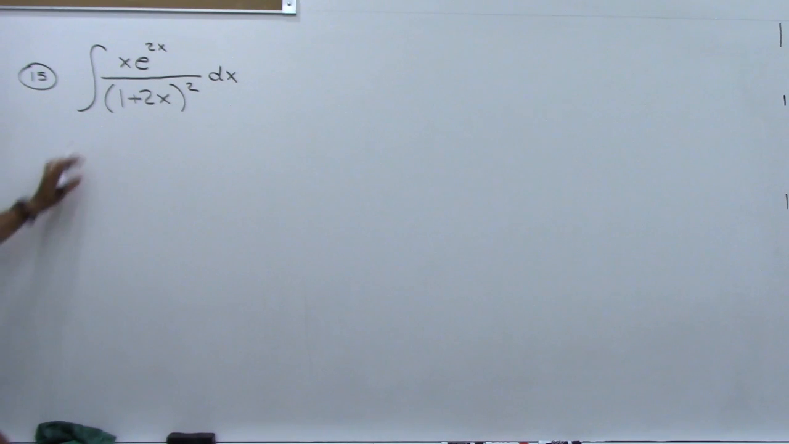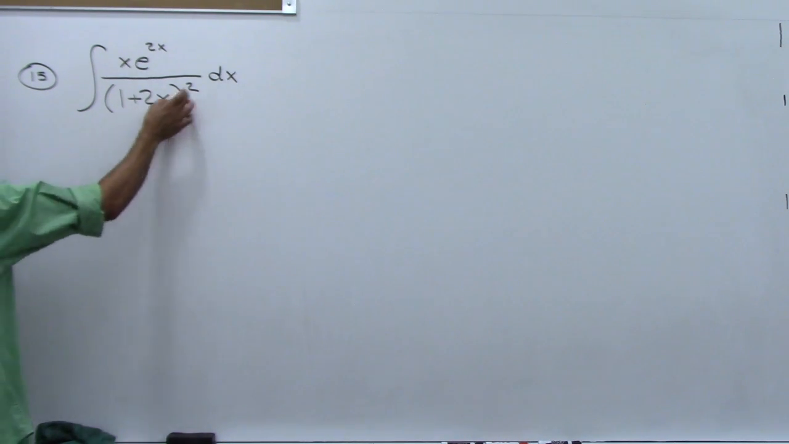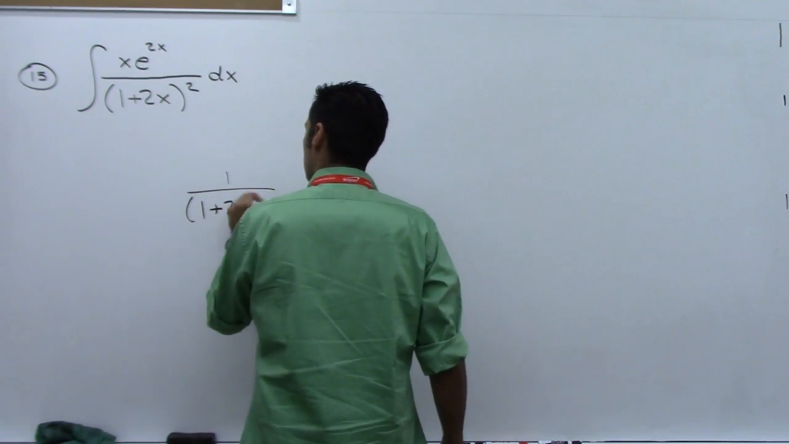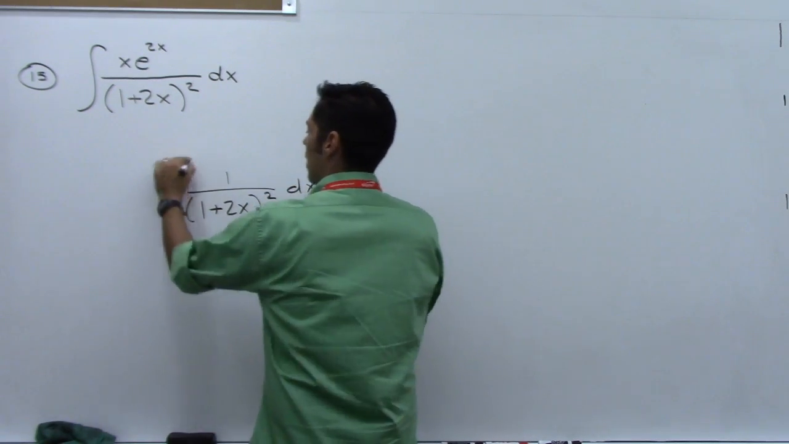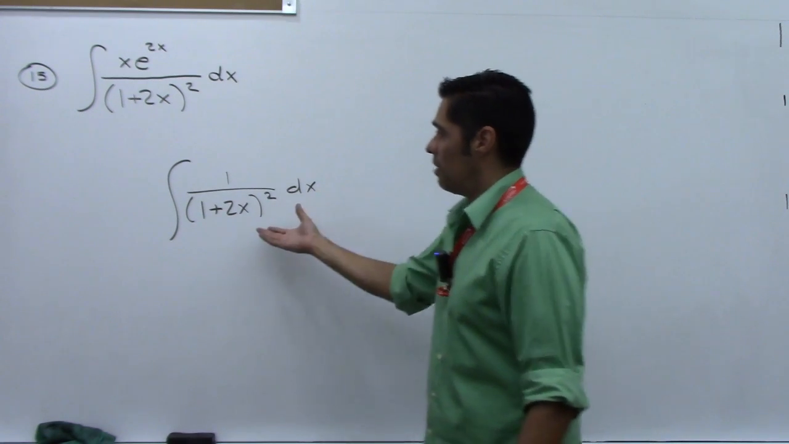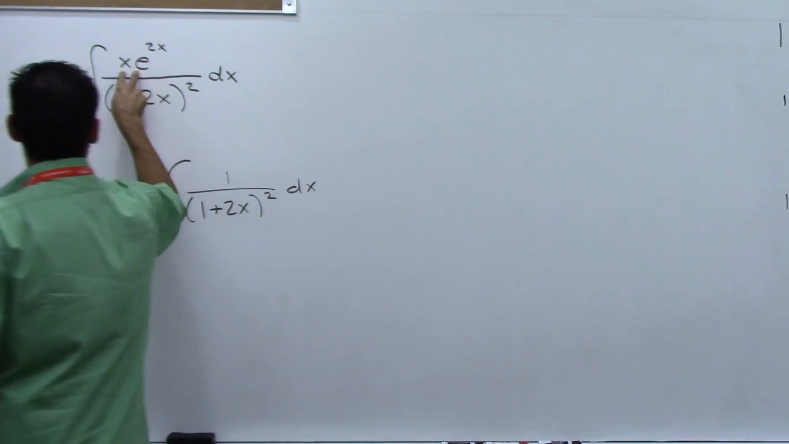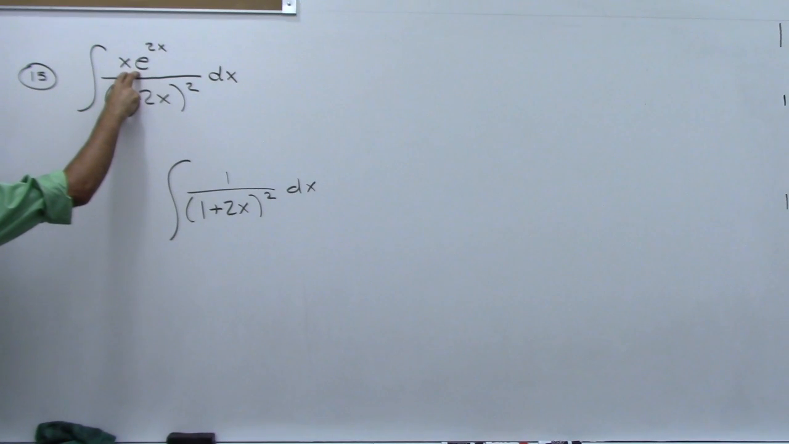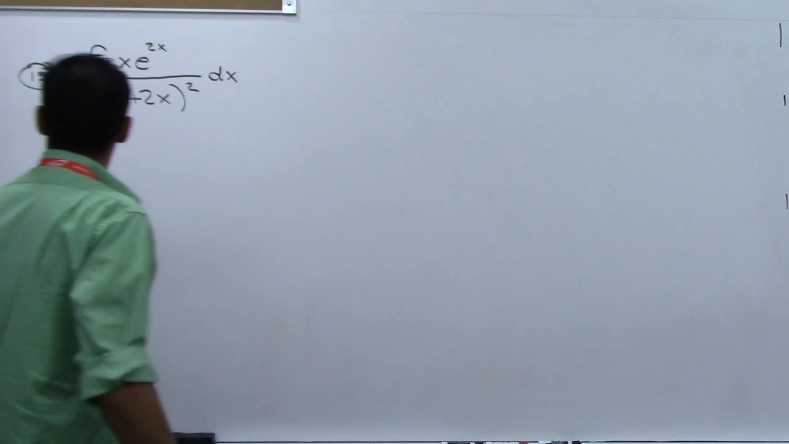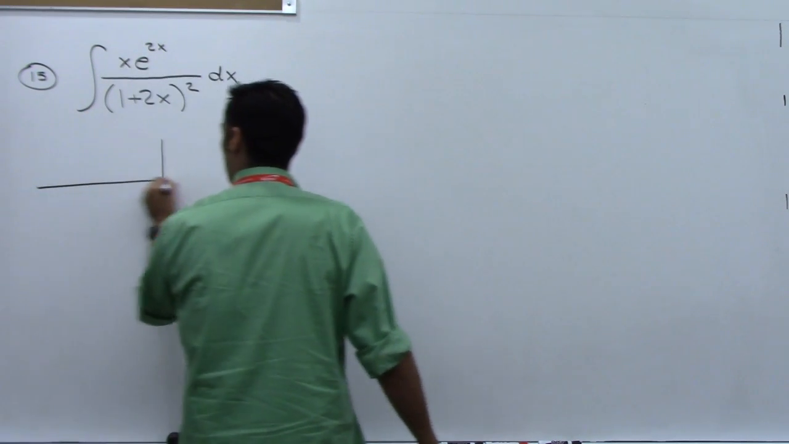Remember that whatever you choose for your u, the other part you need to be able to integrate. So you look at this for a while, and if you had just 1 over the 1 plus 2x squared dx as an integral, we could integrate this using a basic substitution. So I know I can integrate that, which means I could choose this to be my u. Let's see what happens if we do that. So no promises that this is going to work.